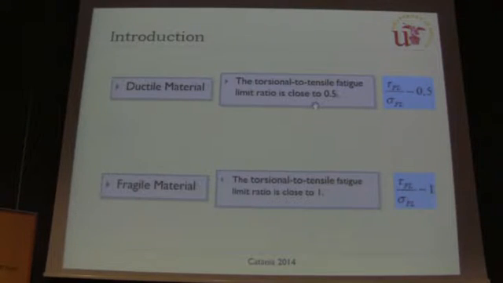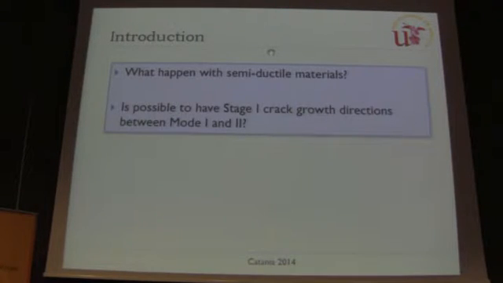In high cycle fatigue, to decide if you have a ductile or a fragile material, a reasonable way is to study the fatigue limits in tension and torsion tests, and to make the ratio. That ratio is close to 0.5. That means that the fatigue process is shear dominated. So if this ratio is close to 1, that would be dominated by tension, so that would be a fragile material.